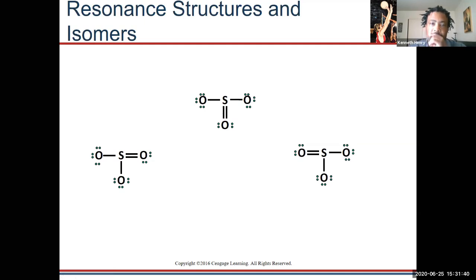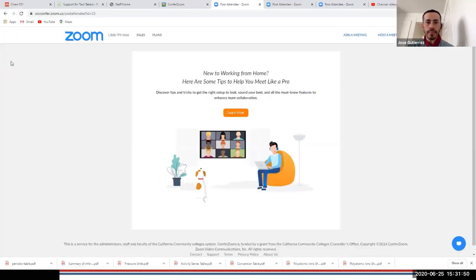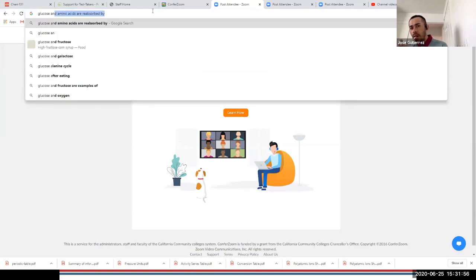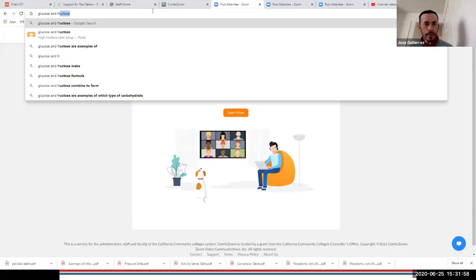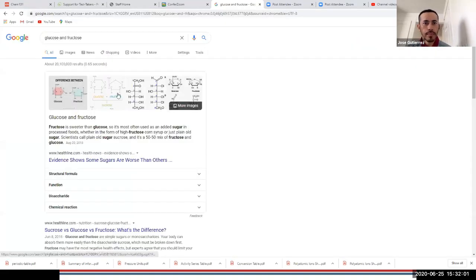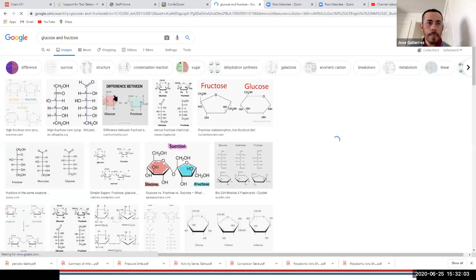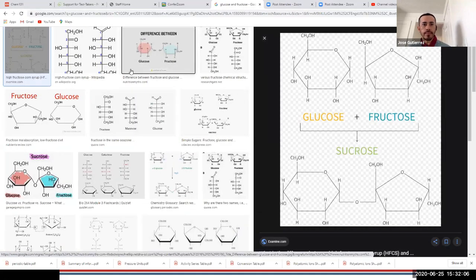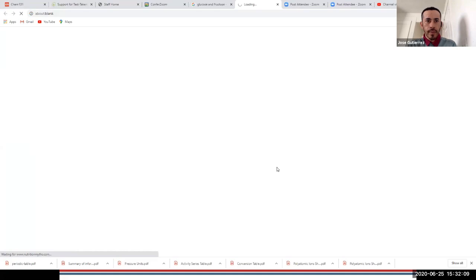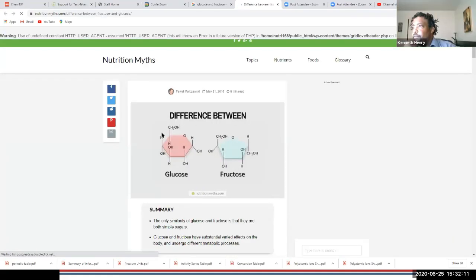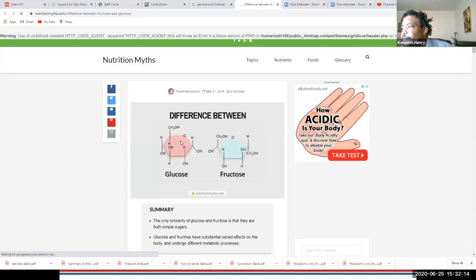Now, let me give you an example of isomers. Okay, so this is glucose. This is fructose.